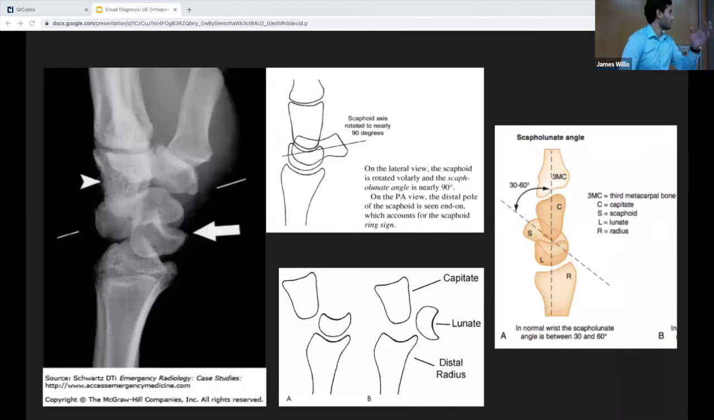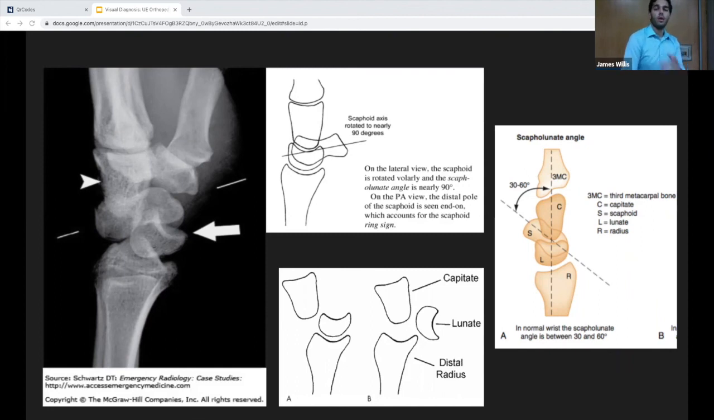And then on our lateral view, you'll see that it clarifies the reason for why we got that ring sign. With the normal axis of the wrist and the scaphoid, it creates a 30 to 60 degree angulation. But here, because that scaphoid has been dislocated and pushed towards the ventral aspect of the wrist, it creates almost a 90 degree angulation, which is what this image is trying to show right here. It does a better job than the actual radiograph.